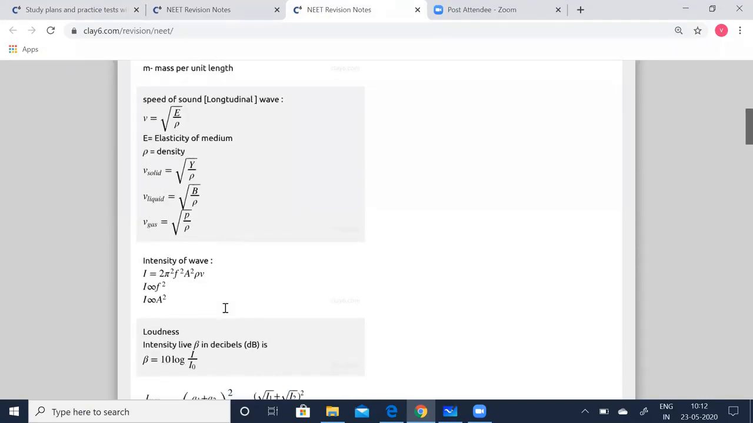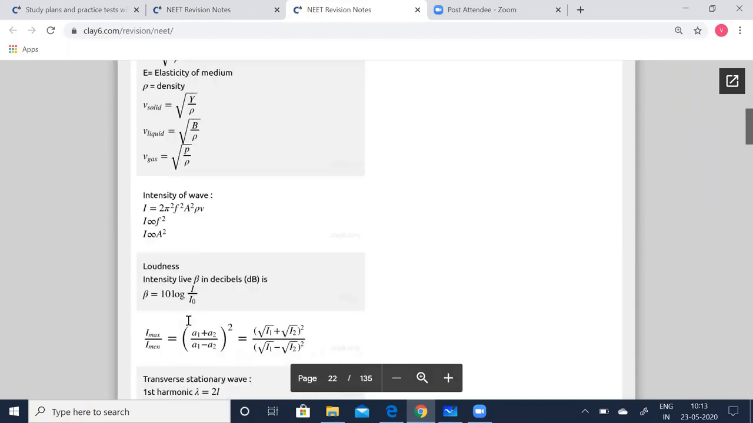Next comes the intensity of a wave. I is equal to 2 pi squared f squared a squared rho v. I stands for intensity. Now 2, pi squared, rho and v are all going to be constants. So you can see I is directly proportional to f squared, the frequency, and I is also proportional to a squared, the amplitude. These two are the variables, because density is not going to be the same, and 2 pi squared and v are constants. So intensity is directly proportional to the square of f and a.